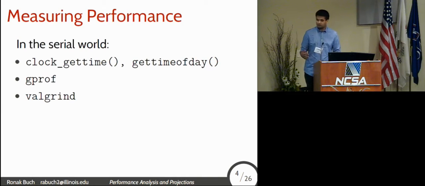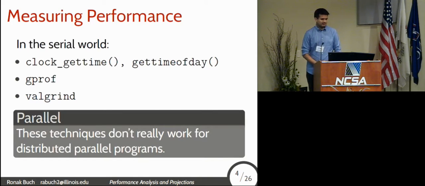I'm sure you're familiar with lots of tools to do this in the serial world. One of the easiest and most basic things you can do when writing a program is just to time it. Things like clock, gettimeofday, plain old Linux time will tell you how long an application runs for. There are also more advanced tools to profile applications, such as gprof, and then Valgrind, cache and heap profilers, and different things like that.